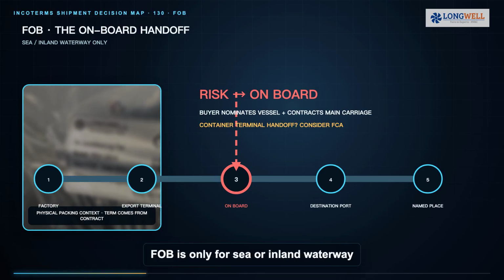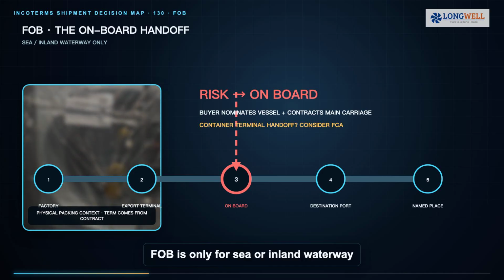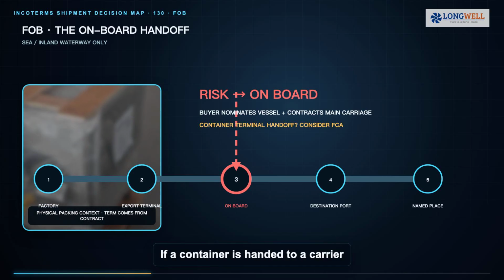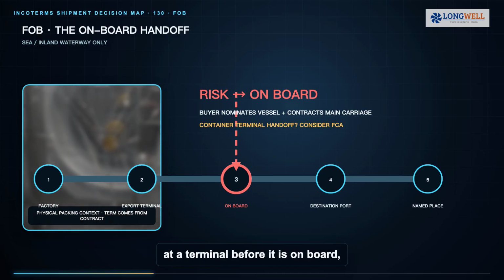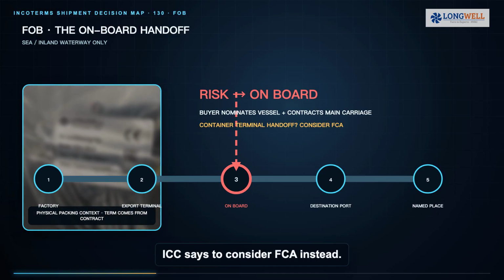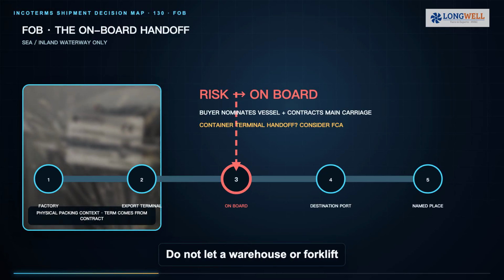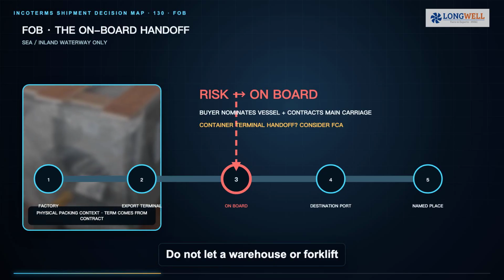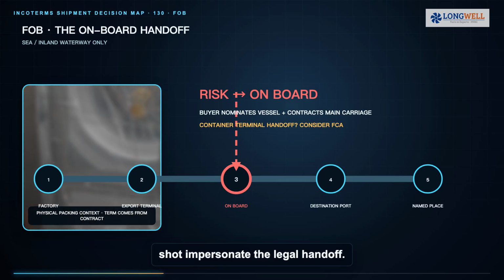FOB is only for sea or inland waterway transport. If a container is handed to a carrier at a terminal before it is on board, ICC says to consider FCA instead. Do not let a warehouse or forklift shot impersonate the legal handoff.